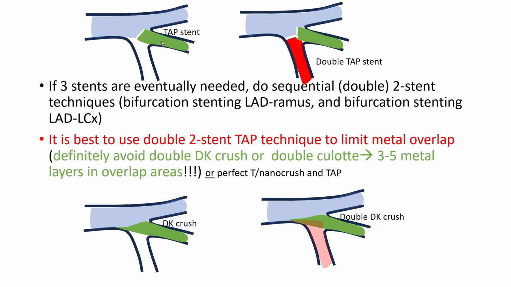See, when you do here double TAP technique, you have only one streamlined metal layer covering the branches. Whereas here you're having 4 metal layers to 5 metal layers.